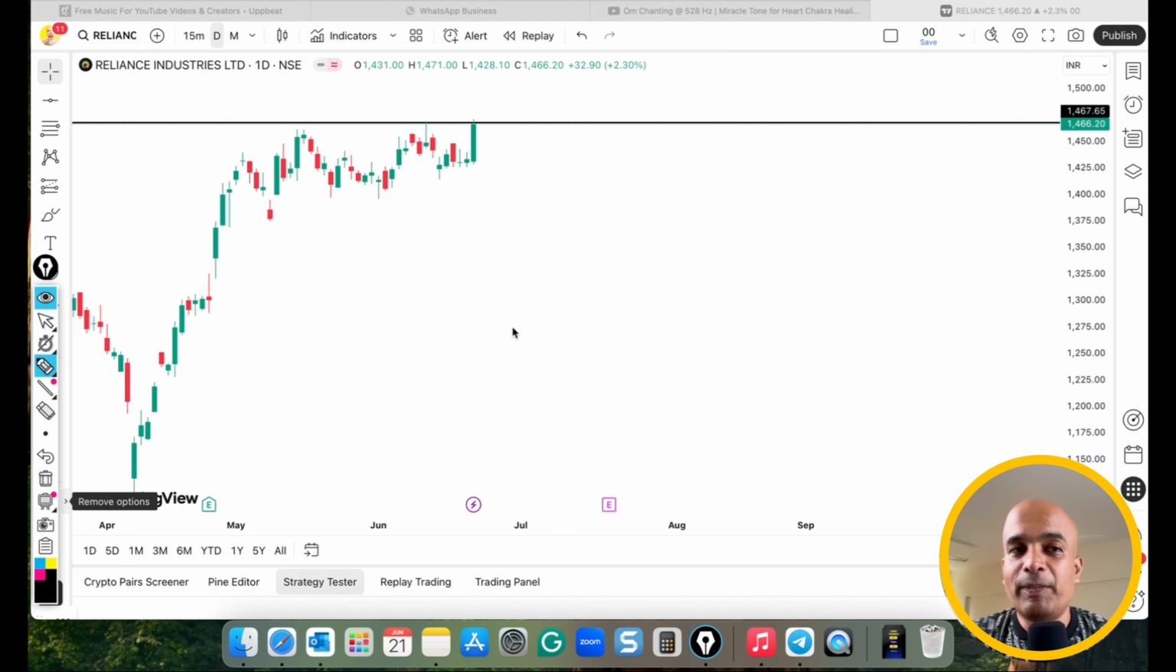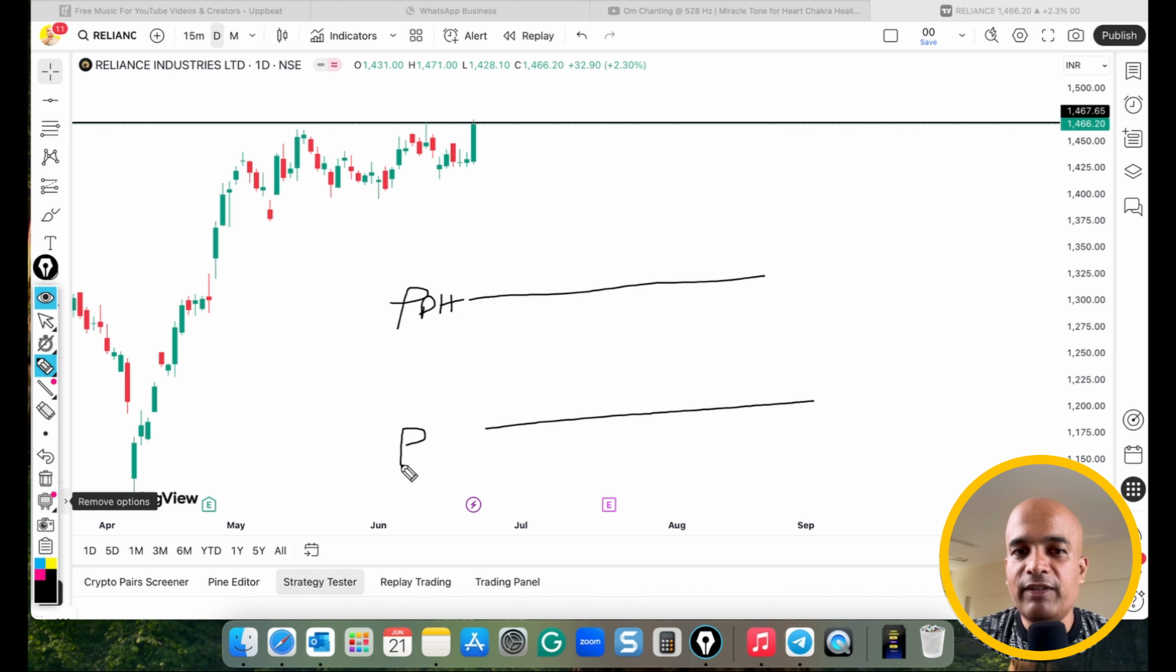Okay, so basically the rule is very simple, friends. You will have the previous day high and you will have the previous day low. These two levels play a very crucial role. So let's say this is yesterday's trading range.